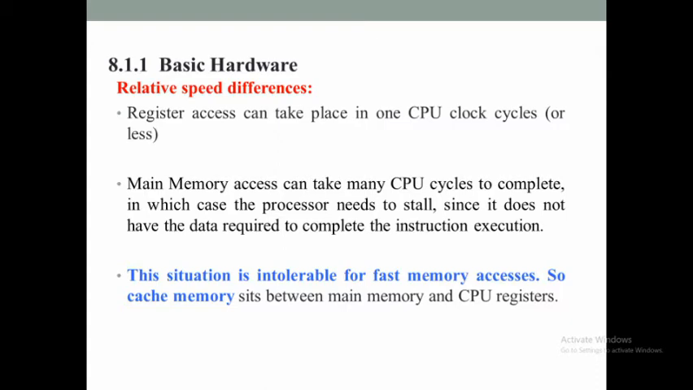So next there are subtopics in this topic. The first one is about the basic hardware which is used for memory management. Before going into basic hardware, we have to know the speed differences. We know that the CPU can access any data present inside the CPU registers. CPU registers are faster in speed, and the CPU can access the content in the registers in one CPU cycle or sometimes less than one CPU cycle.